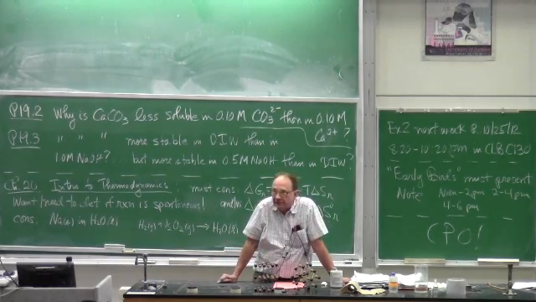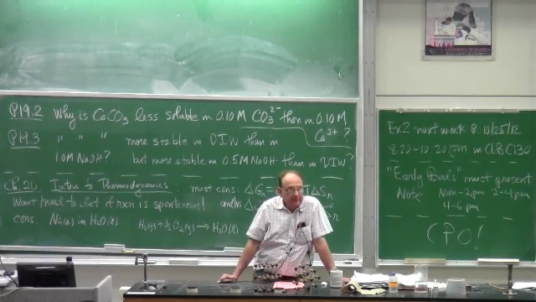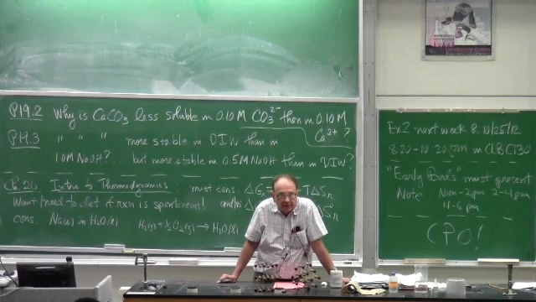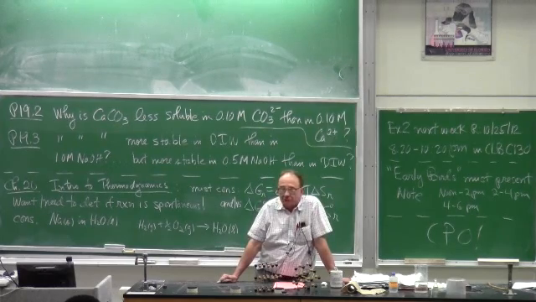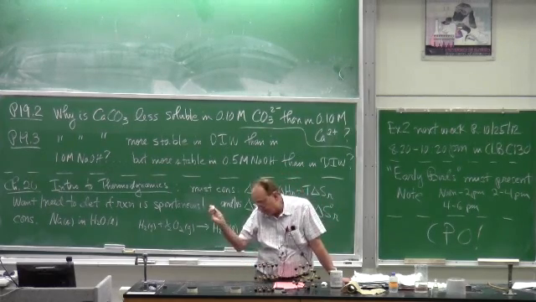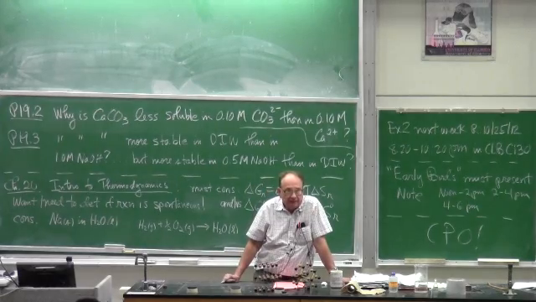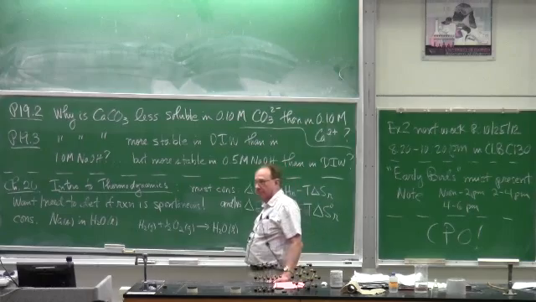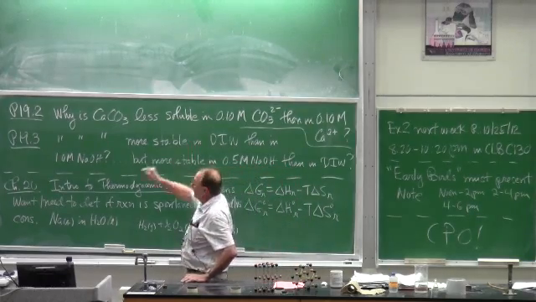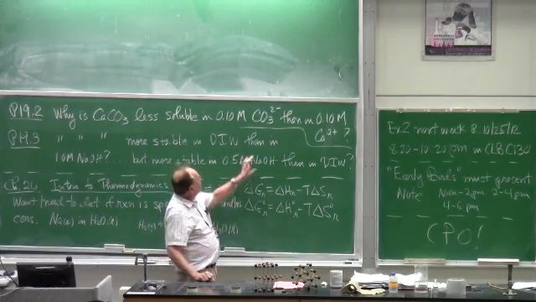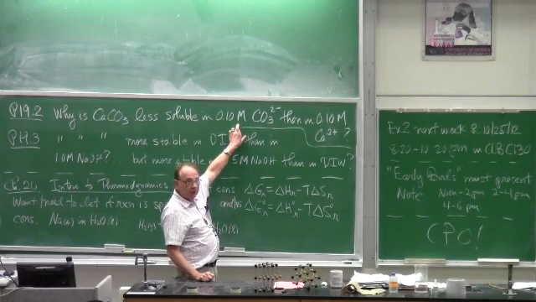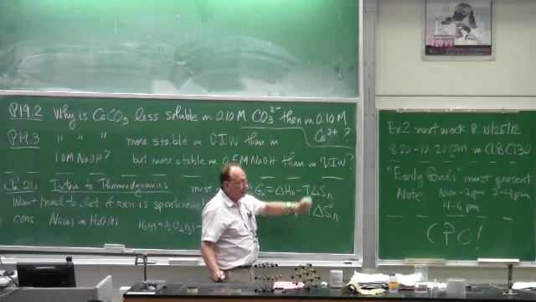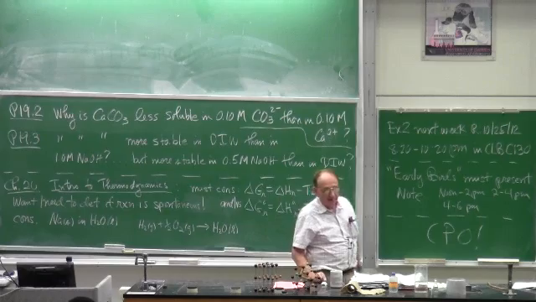versus the solubility, stability of calcium carbonate in a second solution in which we've adjusted the carbonate ion concentration to be 0.10 molar by adding an external source of carbonate ion like sodium carbonate solution. Calcium carbonate is more stable, less soluble in the 10th molar carbonate ion solution than it is in the 10th molar calcium ion solution. Why?